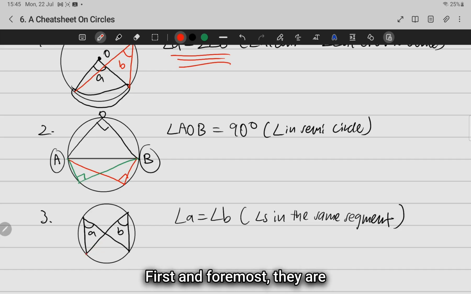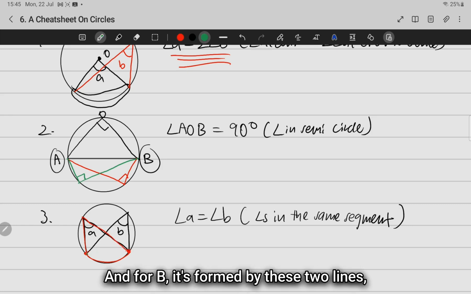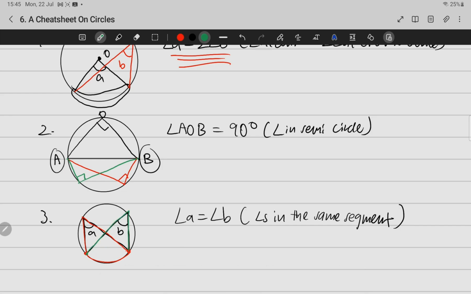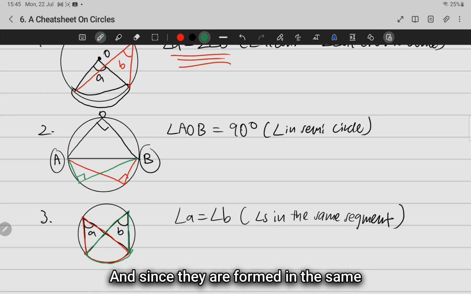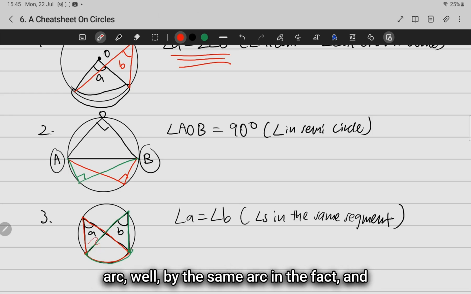First and foremost, they are both formed by the same arc. Right? They are formed by the same arc over here. For A, it's formed by these two lines which touch this arc over here. And for B, it's formed by these two lines which are formed by the same arc over here.